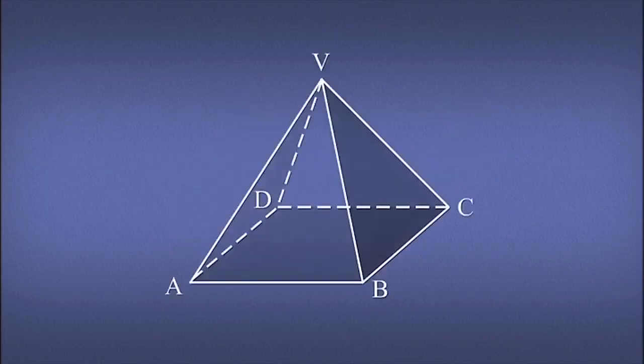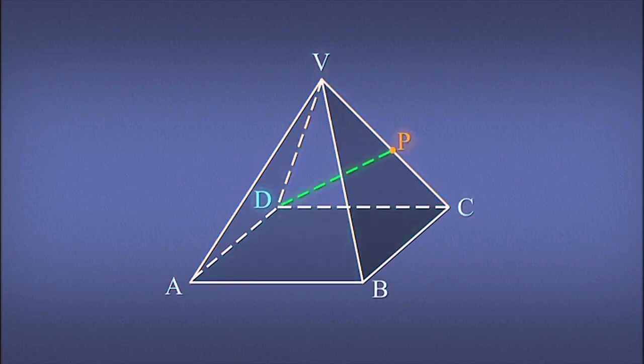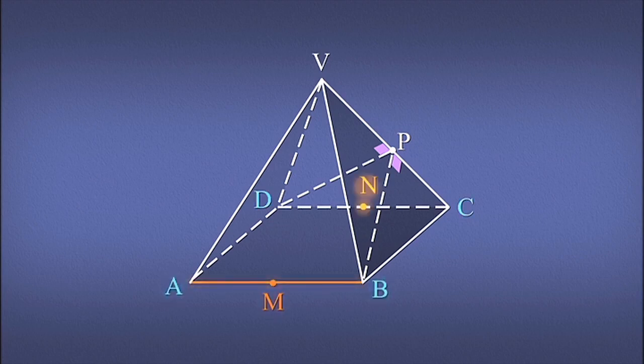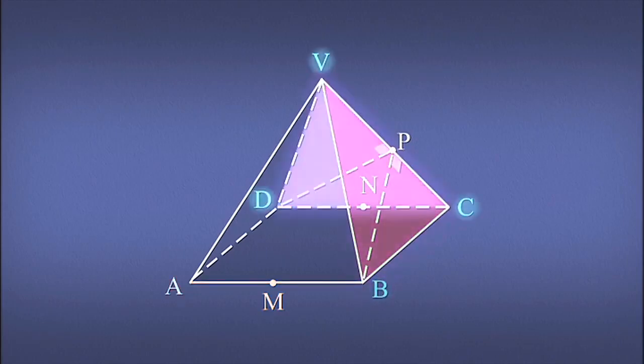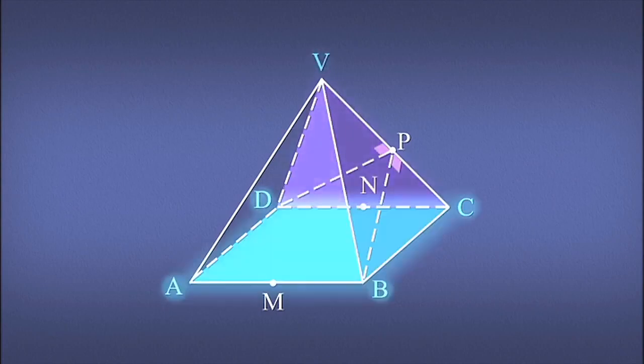Now, let's look at this 3D object. The base ABCD is a square. VA, VB, VC, and VD are all equal. DP is perpendicular to VC. BP is perpendicular to VC. M is the midpoint of line AB. N is the midpoint of line DC. Please find the angle between plane VBC and plane VDC. Also find the angle between plane VDC and plane ABCD.